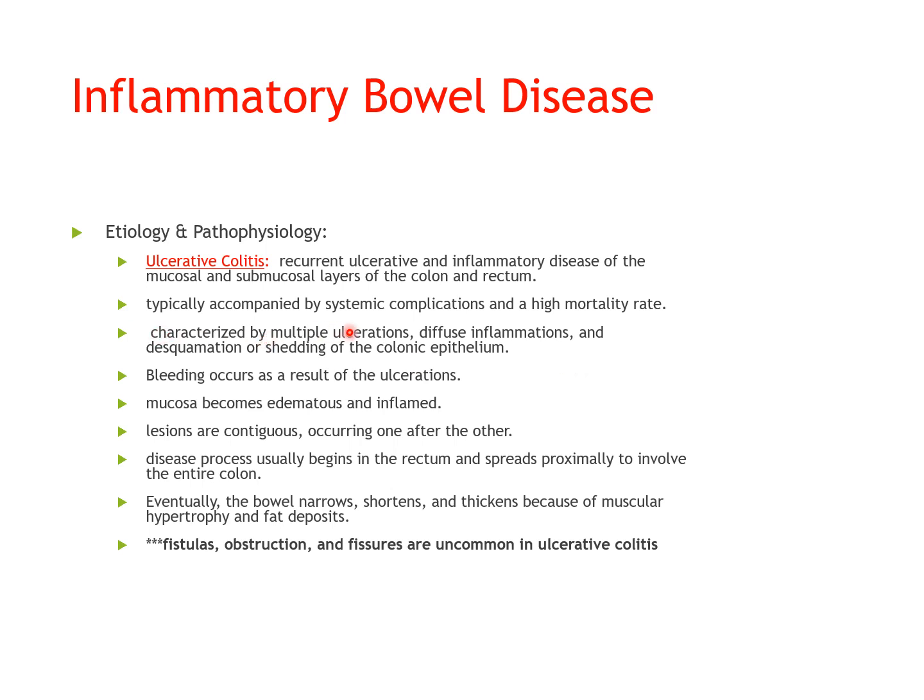So key words are multiple ulcerations, diffuse inflammation, and desquamation. Desquamation is literally shedding and peeling of the colonic epithelium, right? Then you're getting things like bleeding. So this is the first time we're seeing the word bleeding as being part of the manifestation. The mucosa becomes edematous and inflamed. The lesions are contiguous, occurring one after the other, so these are back to back to back. The disease process usually begins in the rectum and spreads proximally to involve the entire colon. So it starts from the bottom and goes upwards.